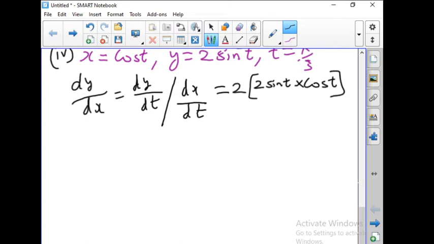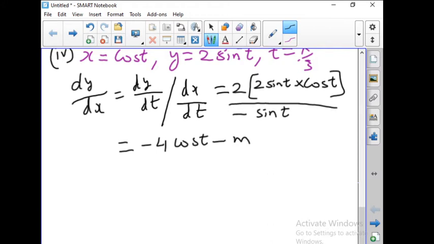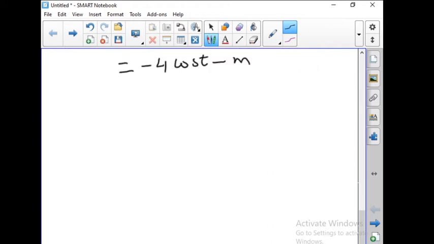Okay. What about dx by dt? Minus sin t. So finally sin t will get cancelled, so you get minus 4 cos t. So this is m. Okay. But t is given as pi by 3. So t is equal to pi by 3.